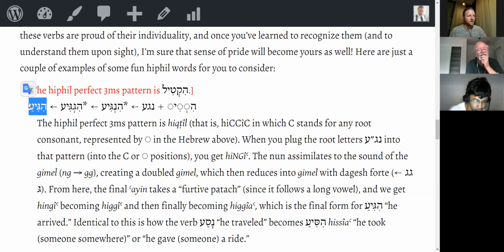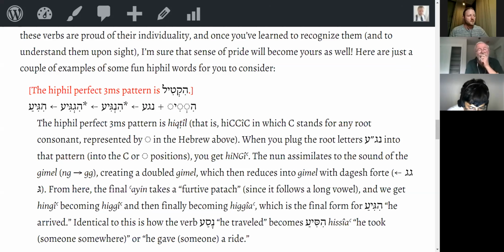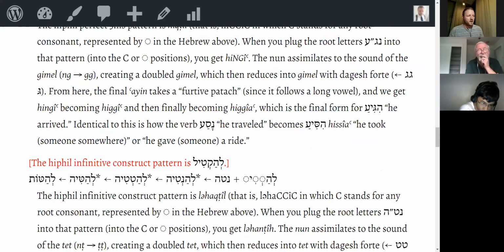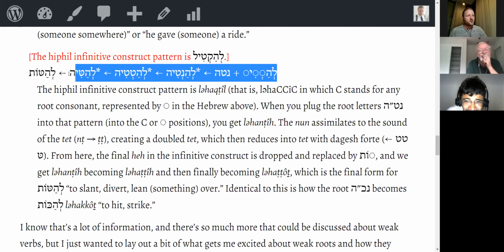Higia is the real form that means he arrived, but it goes through these changes, and those are the interesting changes. This is only regular weak with a guttural, but I give two examples of doubly weak and what happens here. This laktil is the infinitive construct of the hifil. So lehaktil, it has the same pattern with the circles for the root. We would insert the root. Lehanti, okay. The nun and the tet don't like to be together, so they become lat-ti, like this, and we know that the He at the end of these roots becomes ot. So we actually get the form lehatot. Lehatot is the real form, but these are the changes you have to go through to get to it.